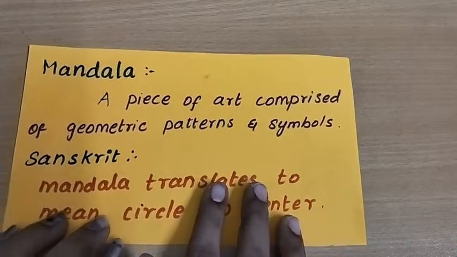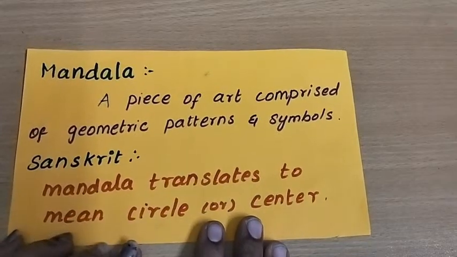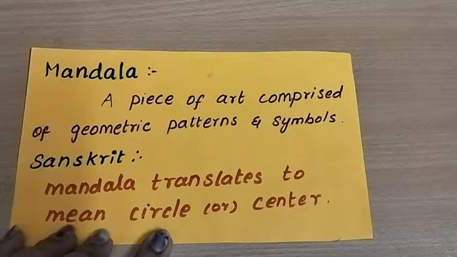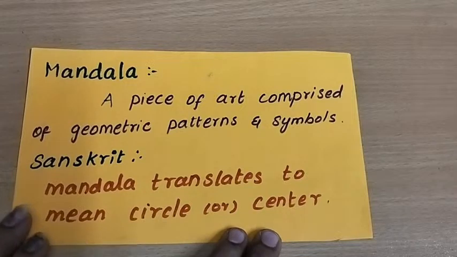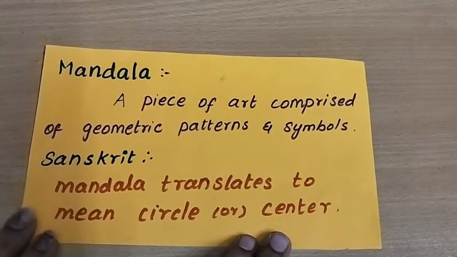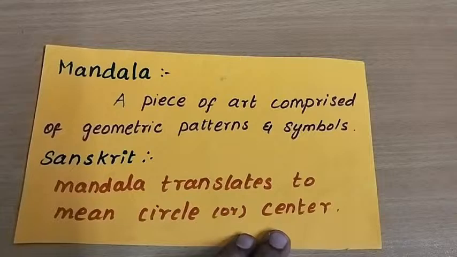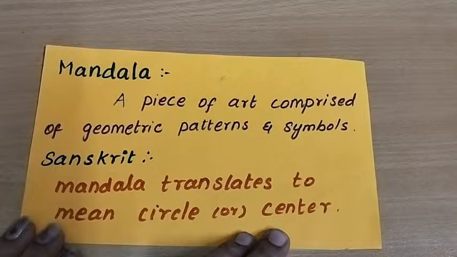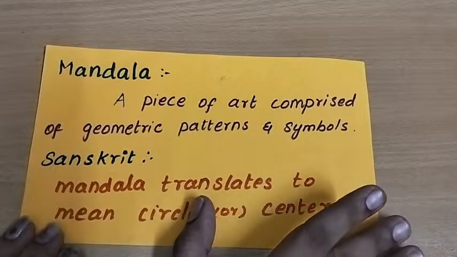Mandala is a piece of art comprised of geometric patterns and symbols. What I have told you is, layer by layer, they'll be doing the layers of patterns and symbols. It is derived from a Sanskrit word that translates to mean circle or center. That is, when you start from one end and come back and touch the same end, so in a circle you will be drawing all those designs and patterns in the same way. Okay, so mandala is a piece of art comprised of geometric patterns and symbols. So it is a Sanskrit word.